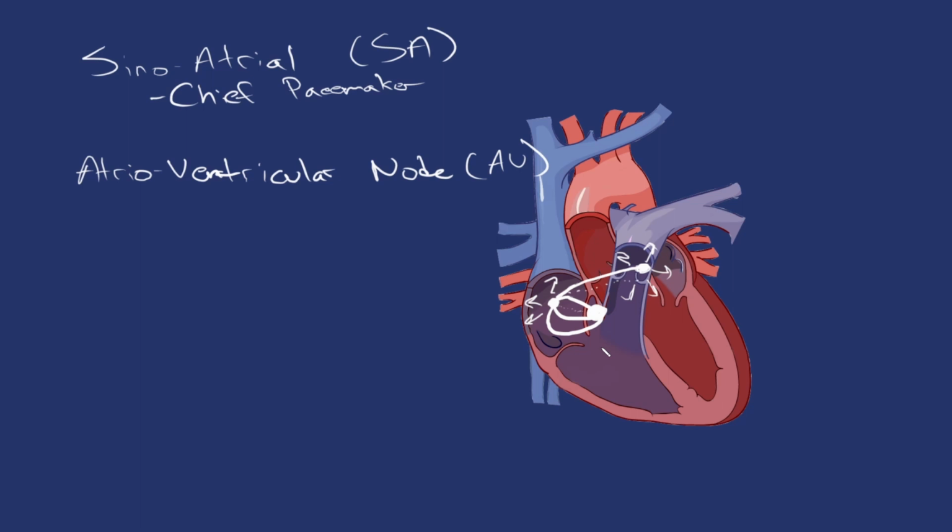Now from the AV node, it's hung on to that signal for a little bit, and now it decides, okay, we can pass this on. So it's going to cross the interventricular septum, that area in between your left and right ventricles. It's going to go to a place called the bundle of His, and it's going to spread this signal to the two bundle branches.